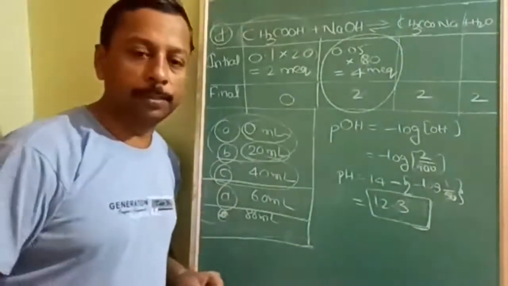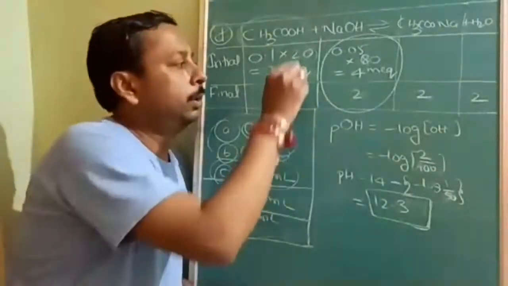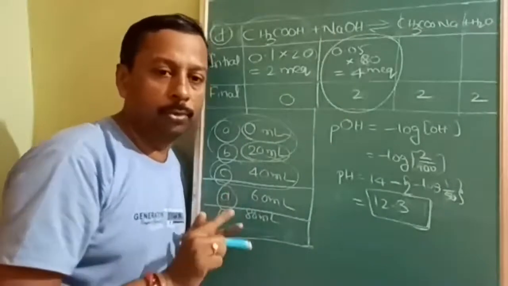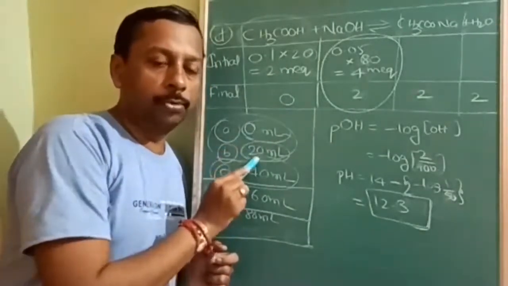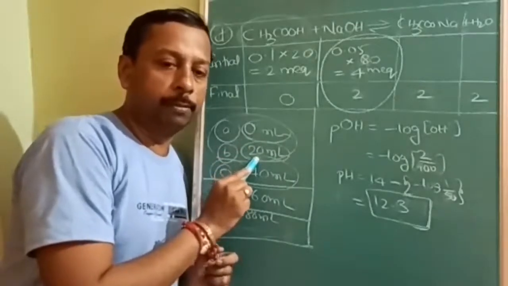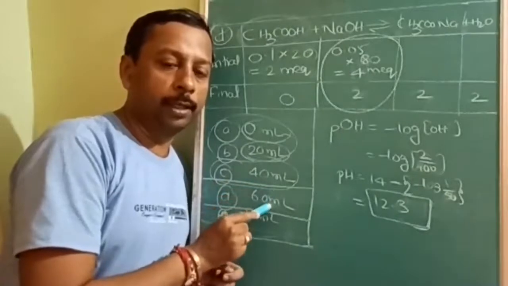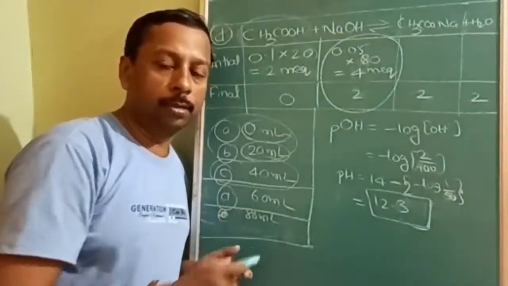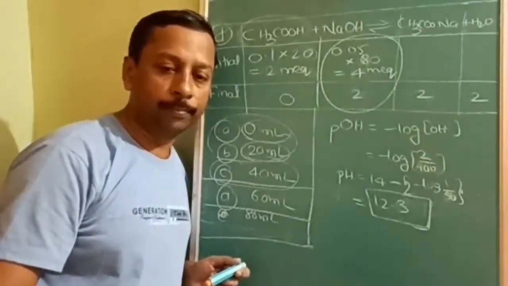Is this concept clear now? All of you, all concepts are covered. When to use buffer, when to use only acid. Here we used only weak acid. Here we used the direct formula, pH is equal to pKa. Here we used the salt hydrolysis. Here we used only strong base. Here we used only strong base. Is the selection of formula understood?